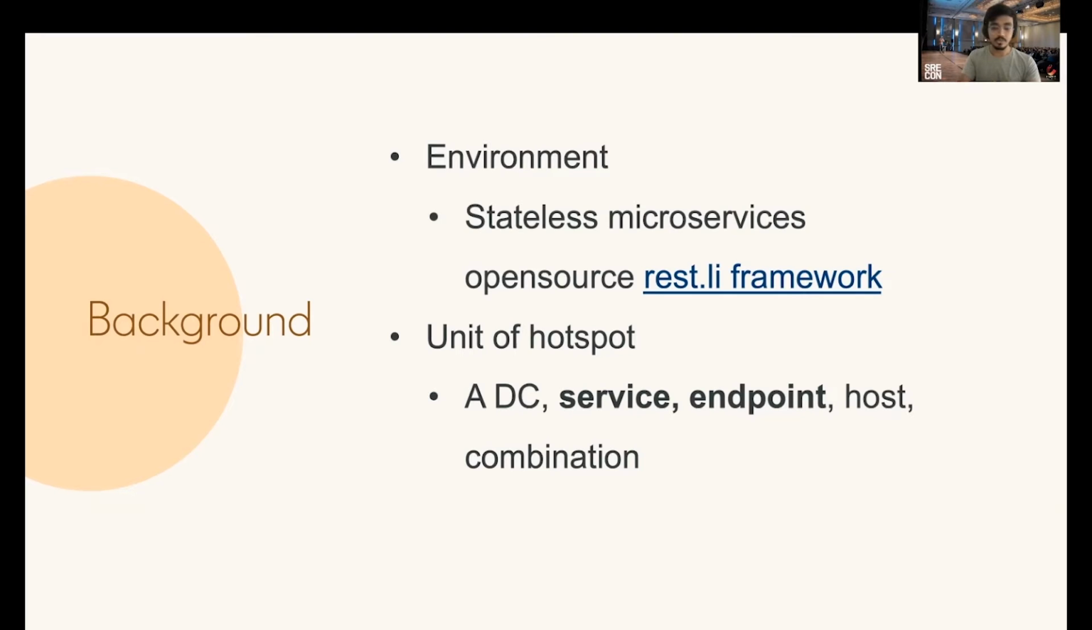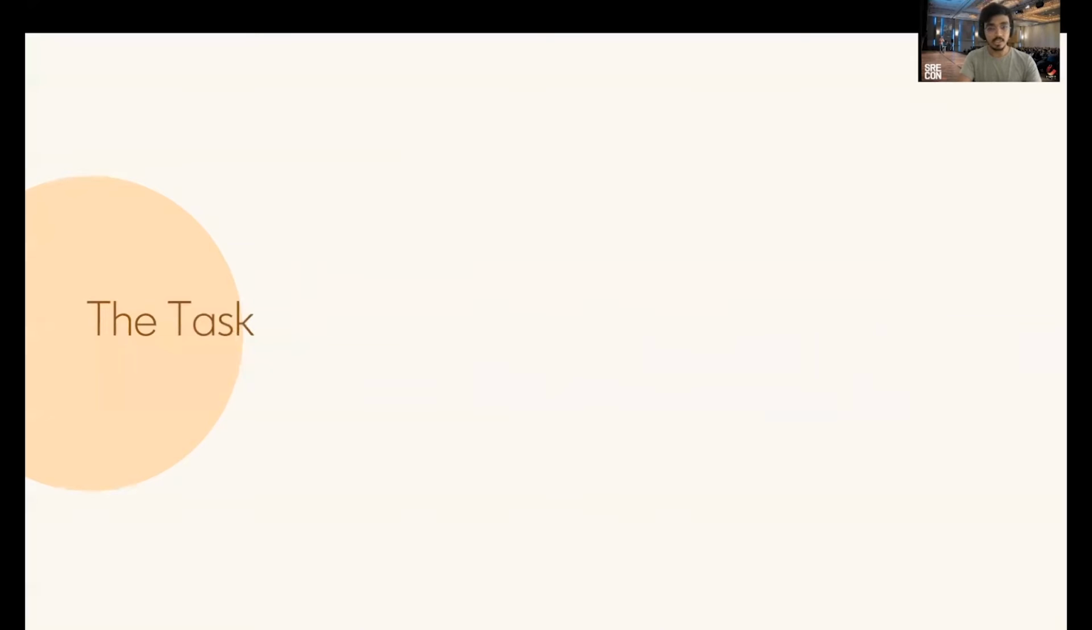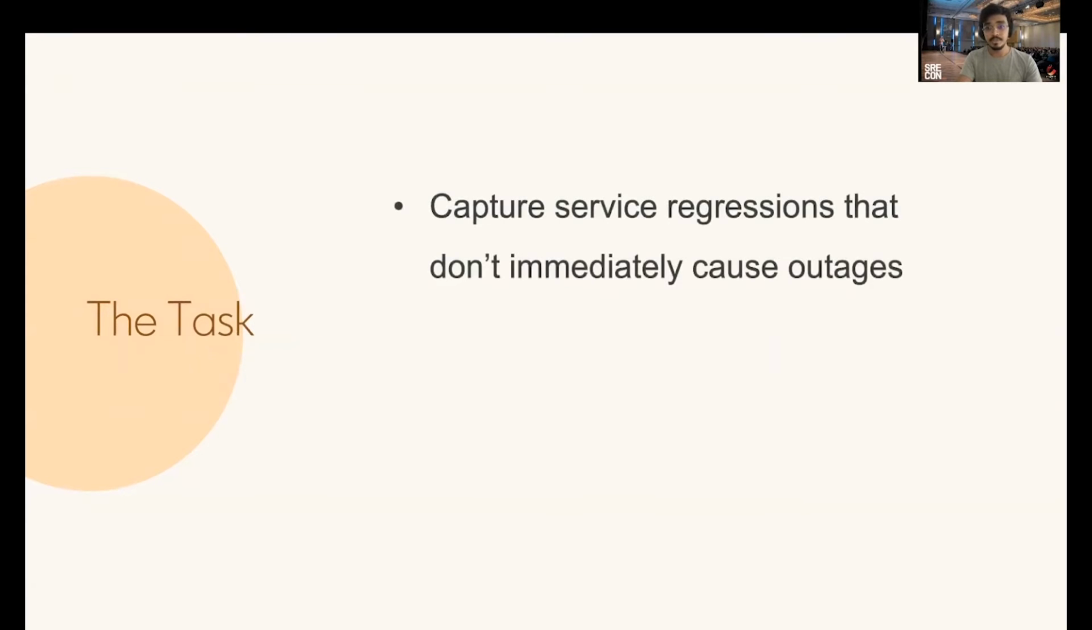Our thousands of microservices each have some endpoints, and what we'll be detecting as a hotspot is a particular endpoint of a particular service. The task at hand is to capture service situations that don't immediately cause outages, but potentially could in the future. When we perform this load test, of course, there are actual alerts set up, and if any service is regressing, the on-call will get paged and they'll know. But we are more interested in the services that didn't trigger any alerts, but could if we increased the traffic more during a load test.